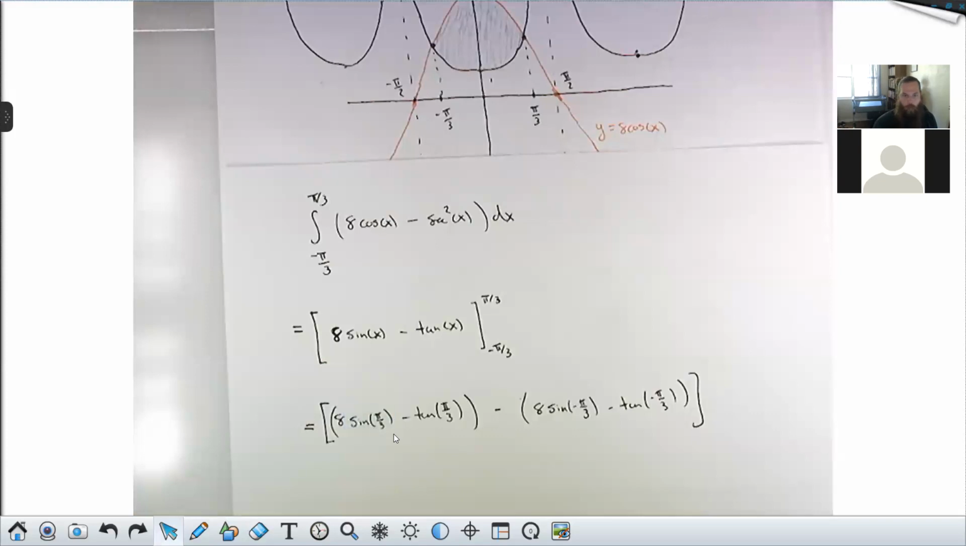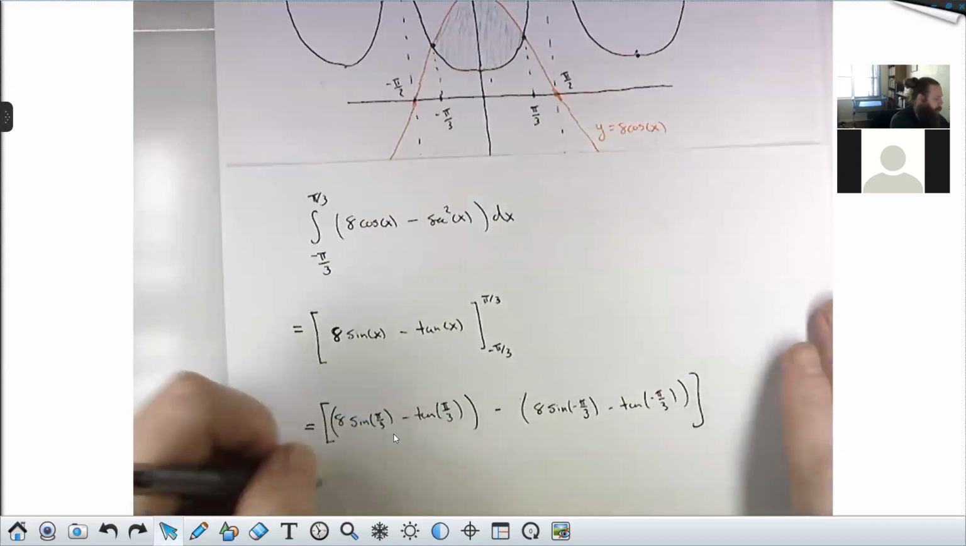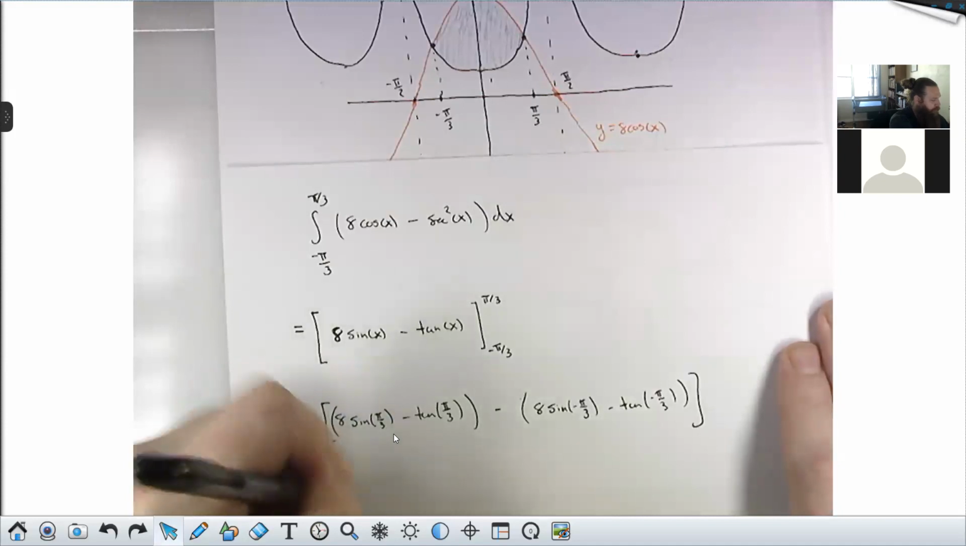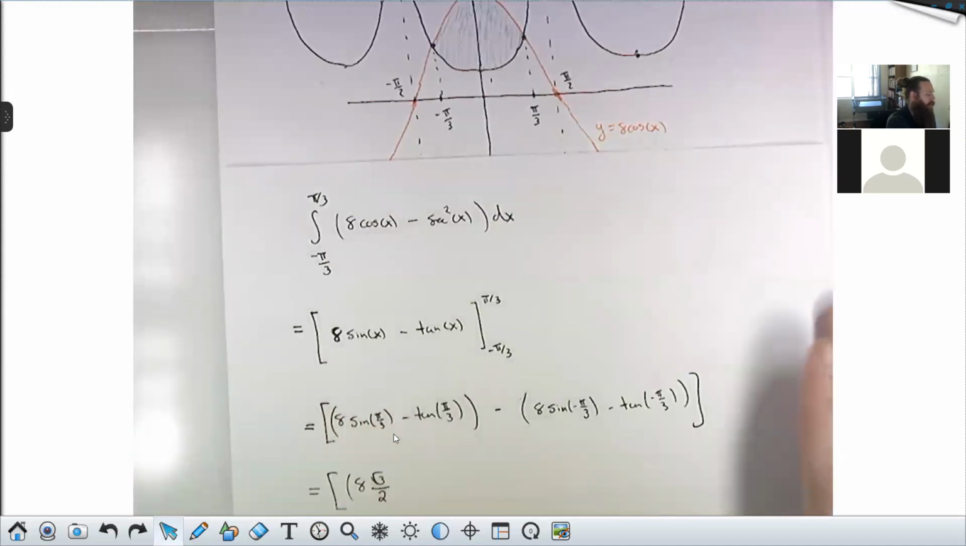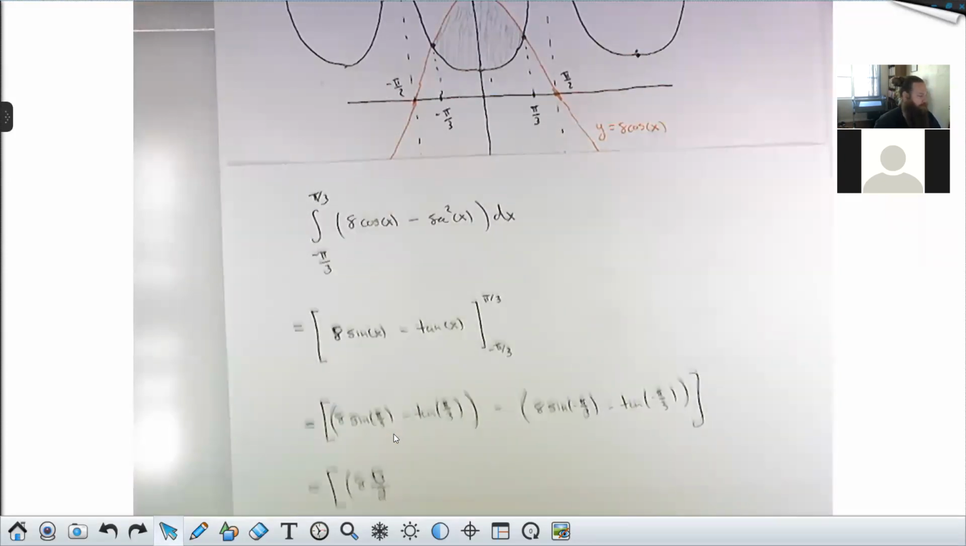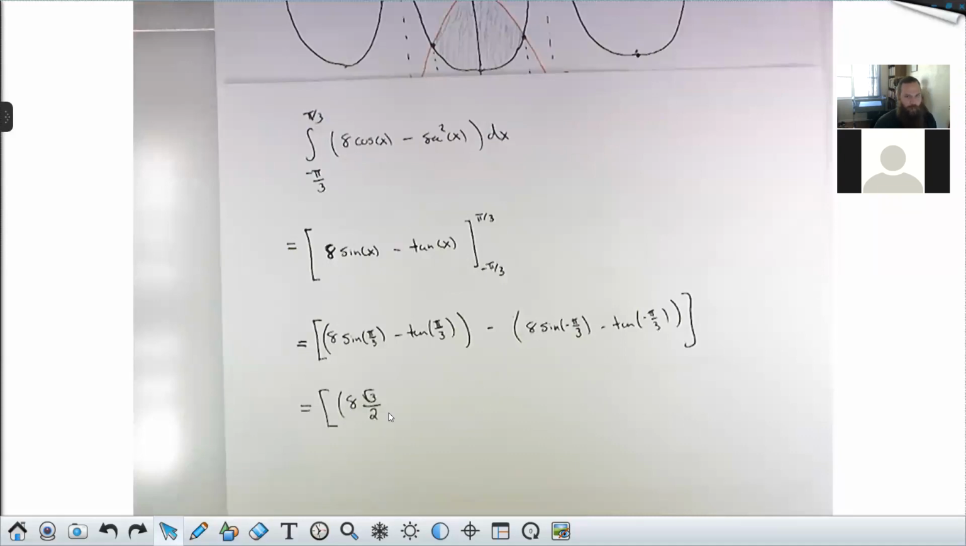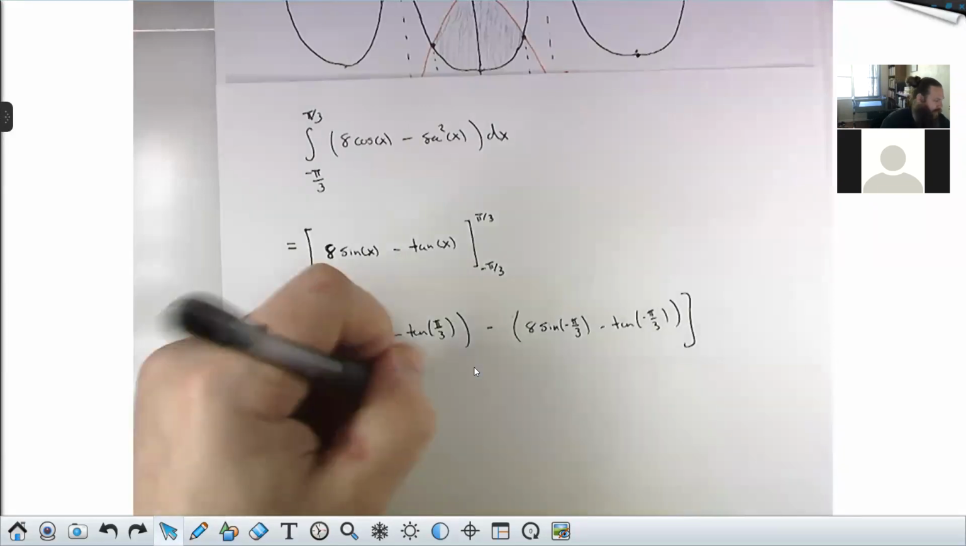Square root of 3 over 2. Very good. So 8 times the sine of pi over 3 is 8 times root 3 over 2. What is the tangent of pi over 3? Square root of 3. Very good, just root 3.